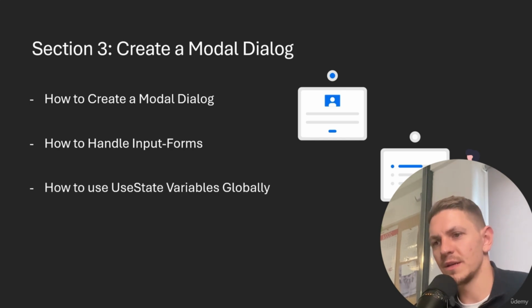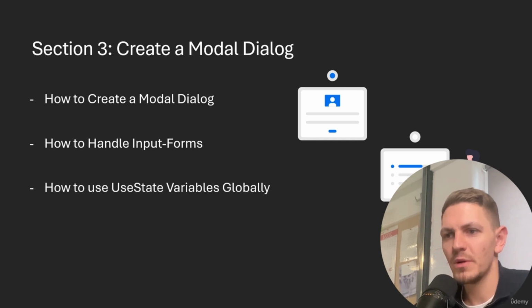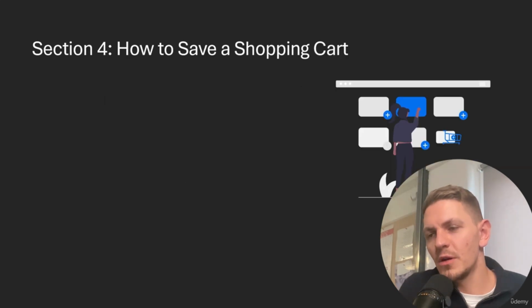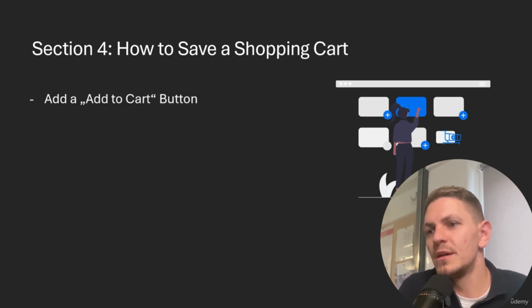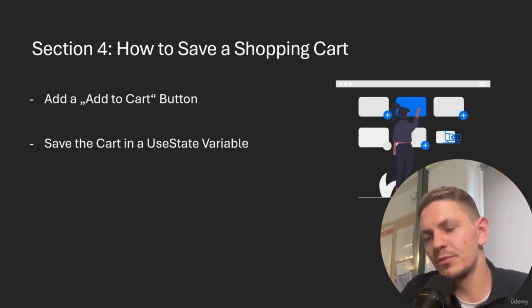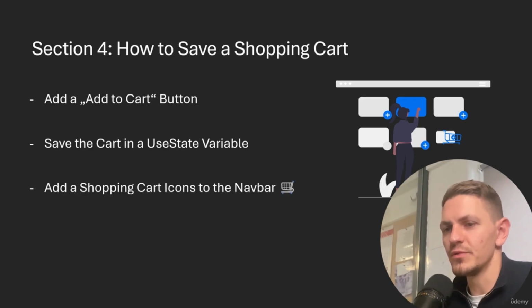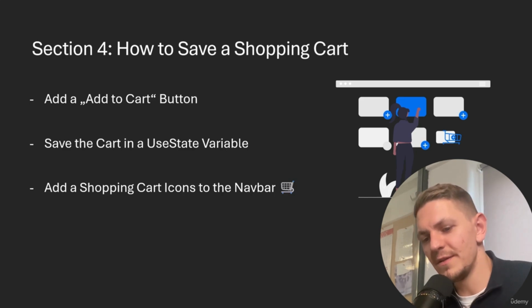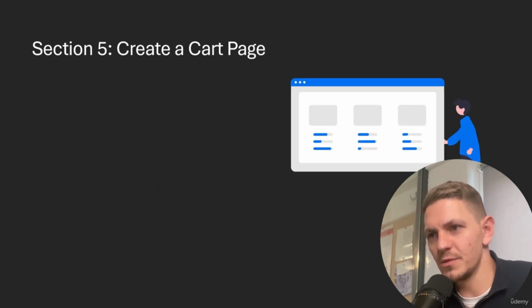I will also explain to you how to use state variables globally, so you can use them across all different components and pages. And then we will go to the fourth section where I will show you how to save a shopping cart, so you can actually add products to your cart on the product's detail page, how to save the cart products in a useState variable, and how to add the shopping cart icon to the navbar so you can quickly navigate to a cart page, which we will discuss in section 5.